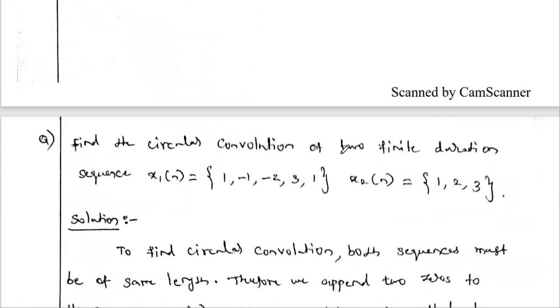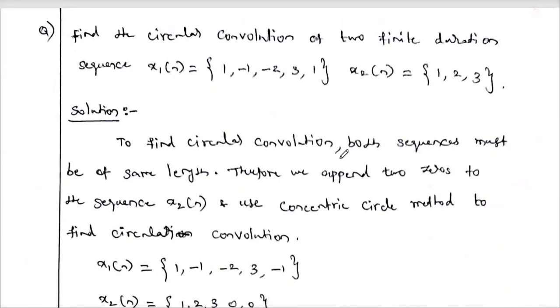Okay, so this is the procedure to find the circular convolution using the graphical method, or concentric circle method. You should note that in order to perform the circular convolution process, both sequences must have the same length. It is a very important point.